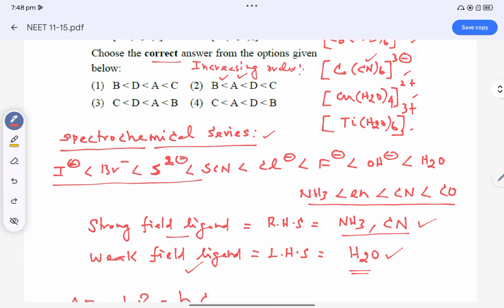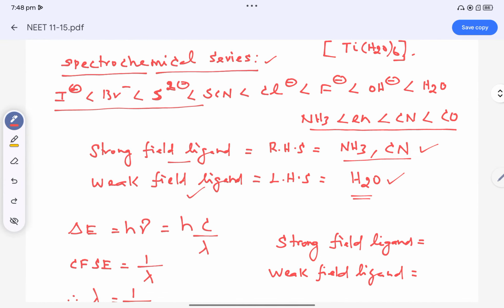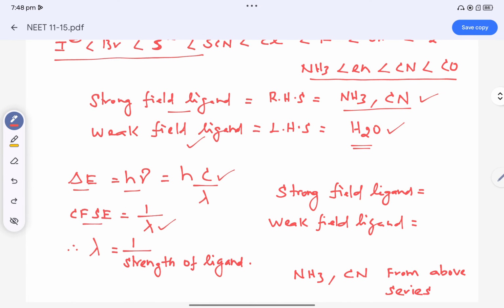Okay, so next one. We know that delta E is equal to h nu is equal to hc by lambda. So crystal field splitting energy is inversely proportional to lambda. So lambda is inversely proportional to the strength of the ligand, which is very, very important. Note, the lambda value is inversely proportional to the strength of the ligand. So strong field ligand may have a low lambda value, weak field ligand may have a high lambda value.